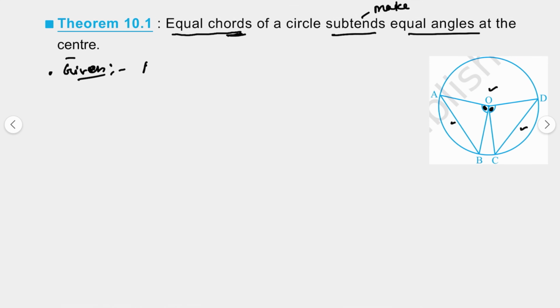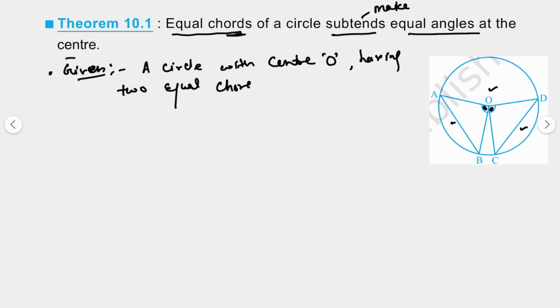Given here is a circle with center O, having two equal chords. We are given that the chords are of equal length.